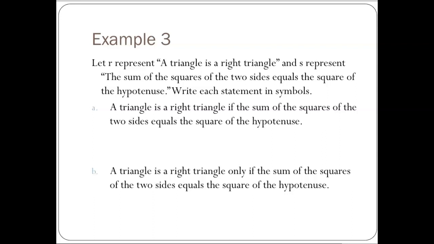If we are trying to write this in terms of S and R, R is the first statement, so it's R if S. If we were to write this as which one implies which, this would be S implies R. So if S is true, if the sum of the squares of the two sides equals the square of the hypotenuse, then a triangle is a right triangle.